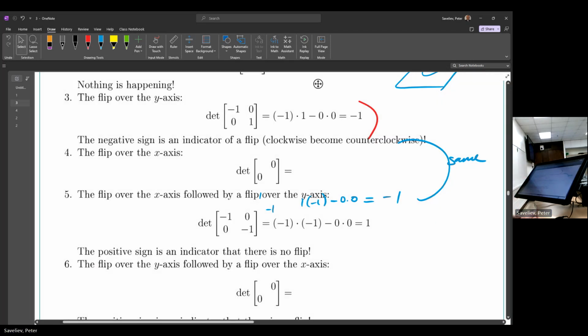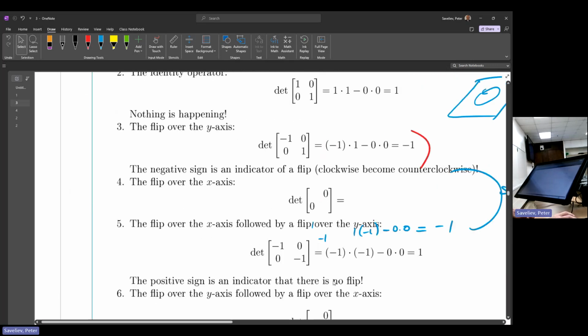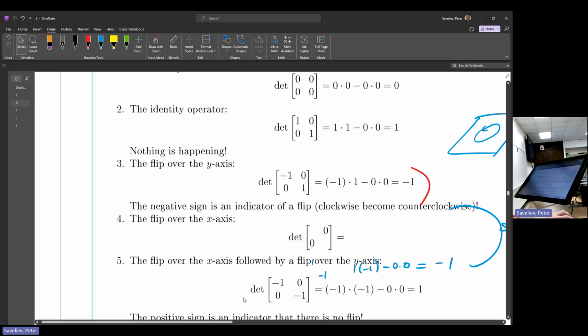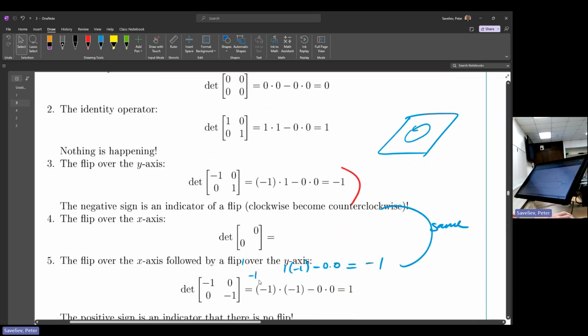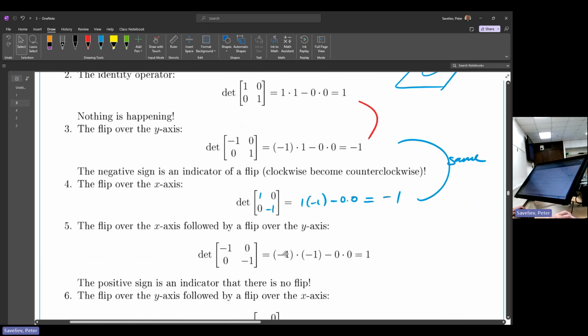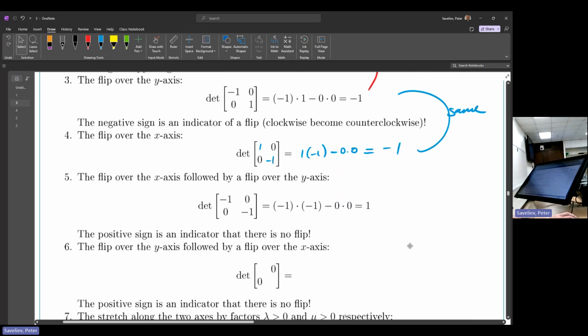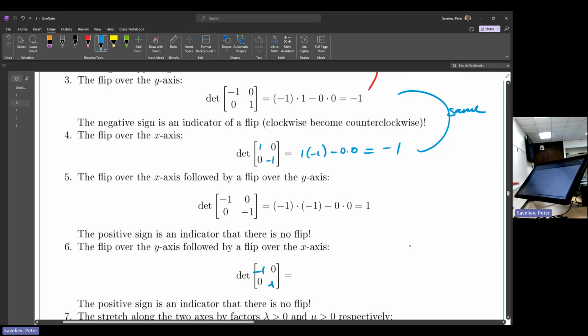Flip over the x-axis followed by the flip over the y-axis. Same thing, but incidentally, number 6: over the x-axis, then the y-axis, or the y-axis then the x-axis, that doesn't matter. Same thing, and once again, they cancel each other out.